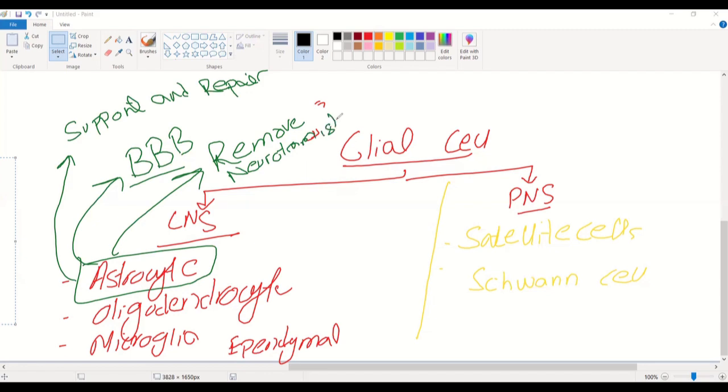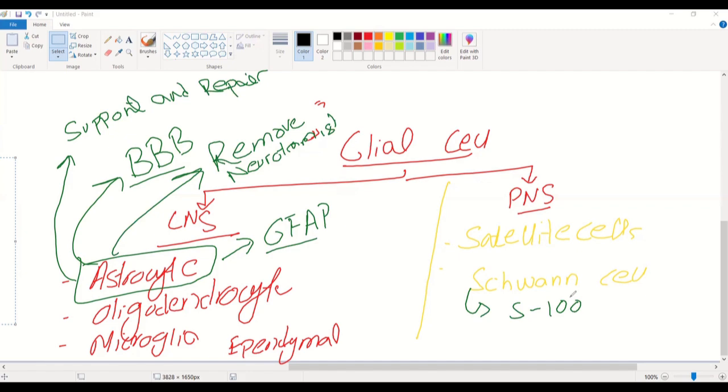So what is the marker of astrocyte? GFAP. While the marker of the Schwann cells is S100. Again, the high yield. Why? Because in astrocytoma tumor, GFAP is positive, while in the Schwannoma tumor, S100 is positive. So keep these things in mind. High yield stuff, right?